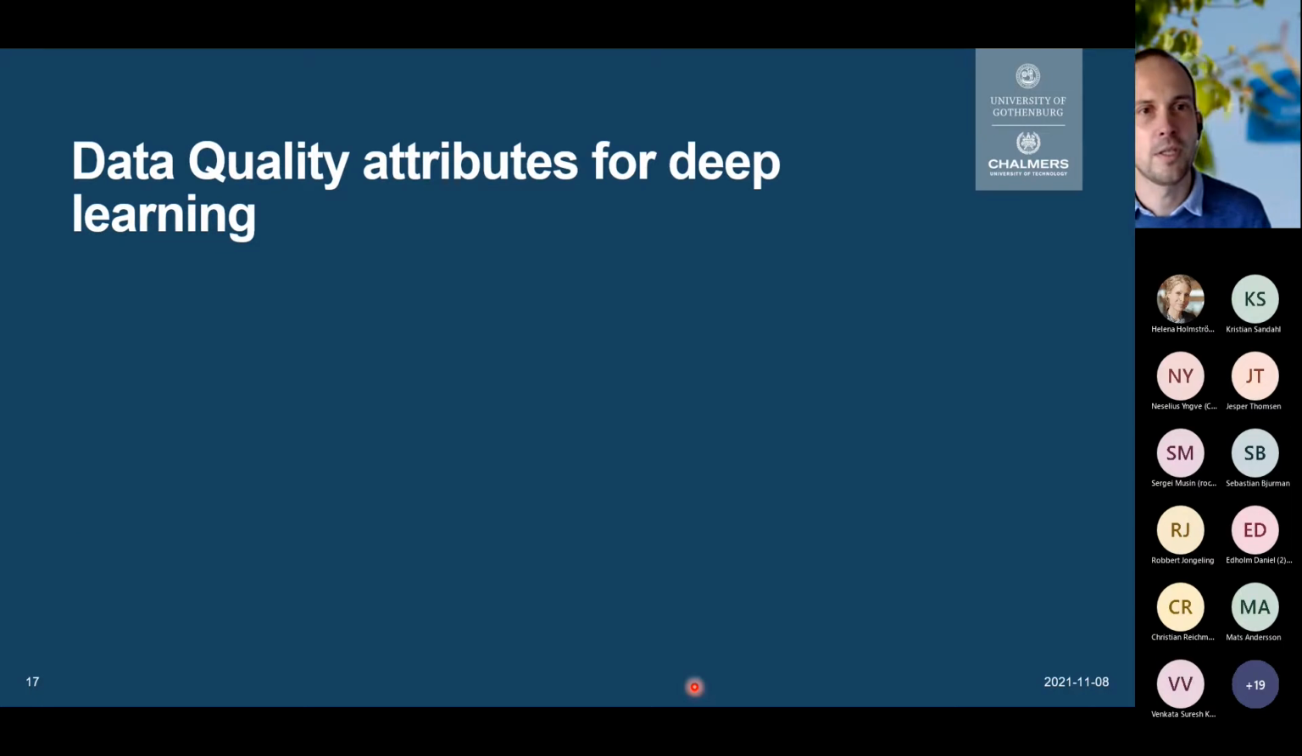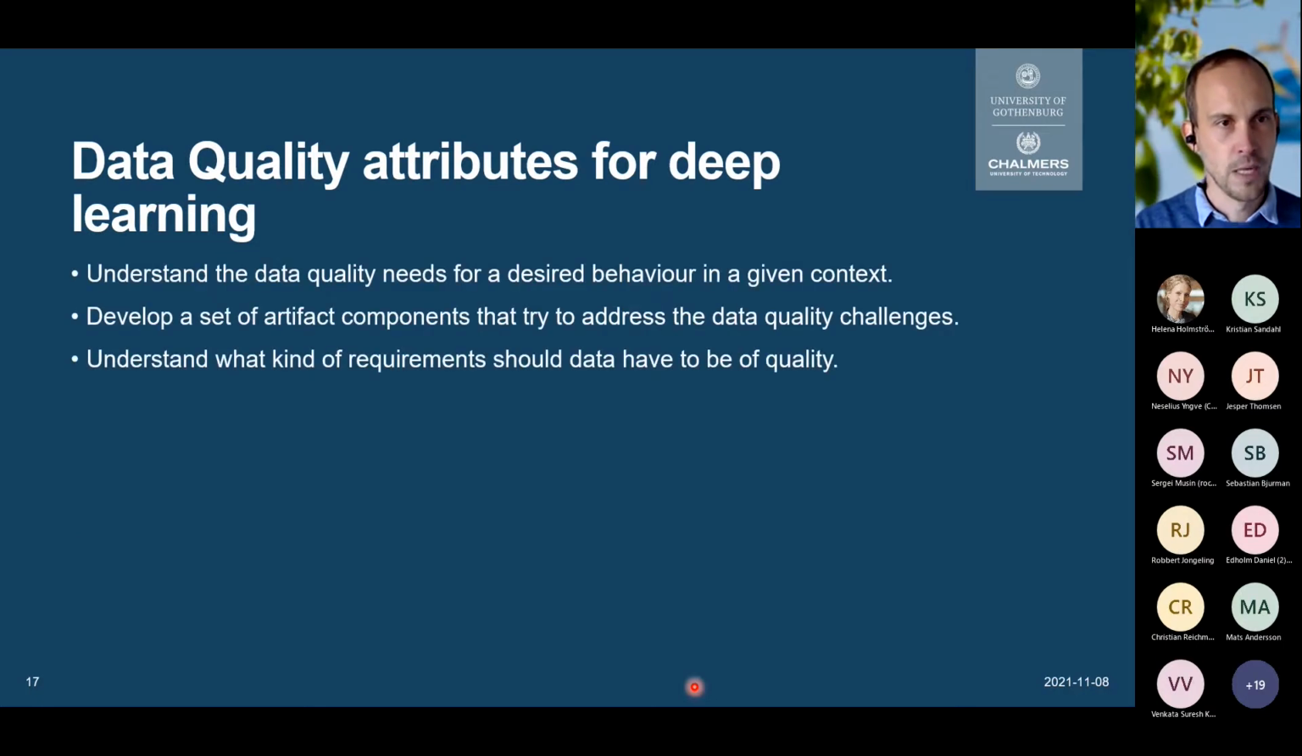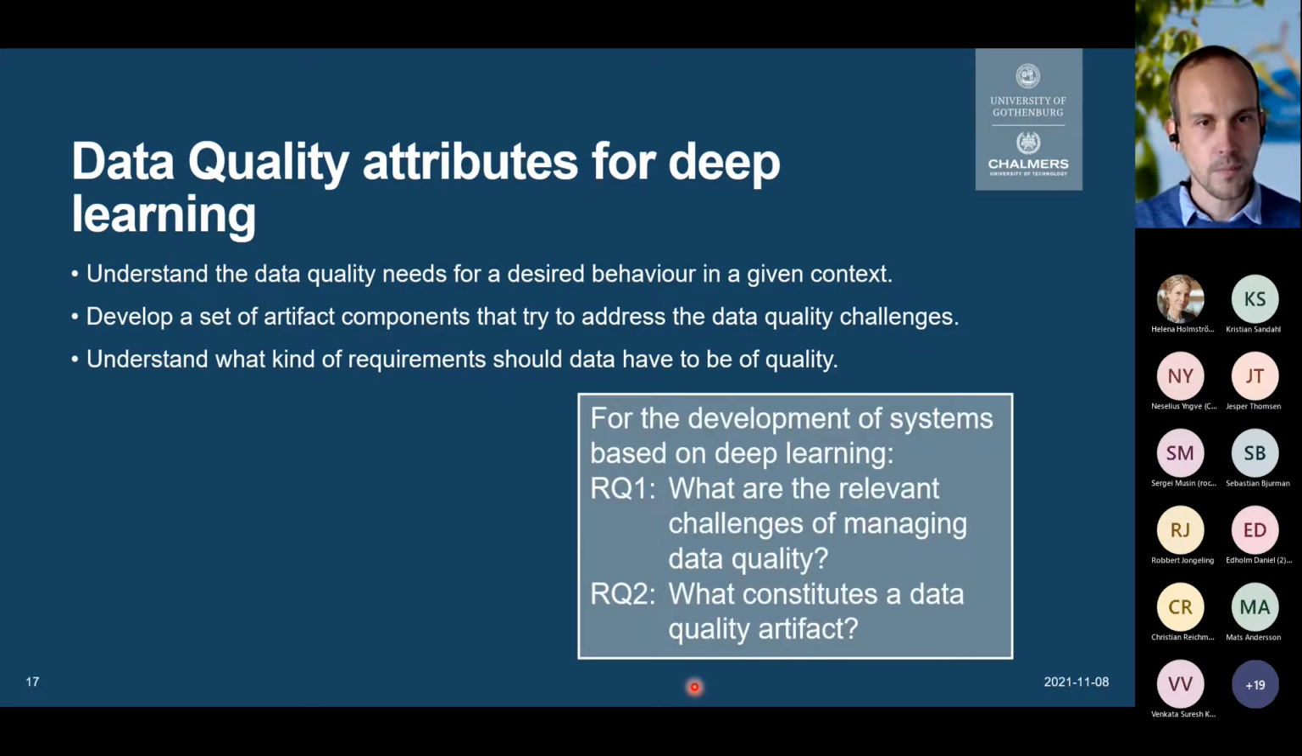So I will start talking about the data quality attributes for deep learning. We need to understand the data quality needs for a desired behavior in a given context. And we need to develop a set of artifact components that try to address the data quality challenges. And we need to understand what kind of requirements data should have to be of quality. We performed a design science study with the following two questions. For the development of systems based on deep learning, what are the relevant challenges of managing data quality, and what constitutes a data quality artifact?